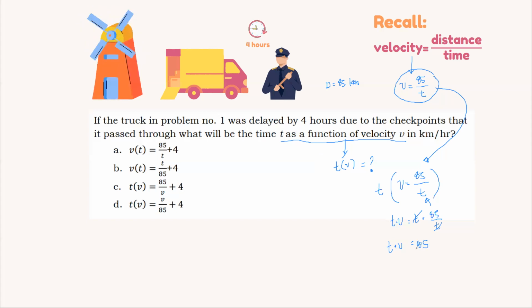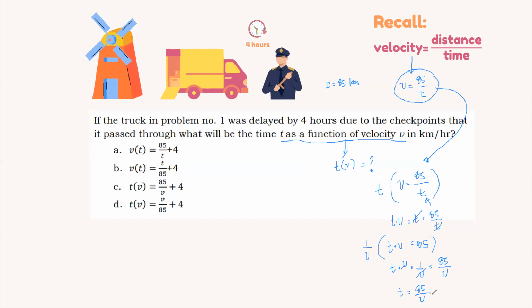Then v is on the left side along with t. So what we do is we divide both sides by v, or multiply both sides by 1 over v. So that's t times v times 1 over v equals 85 times 1 over v. So the v cancels out. So t in relation to v is 85 over v.